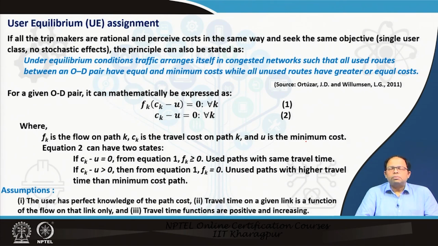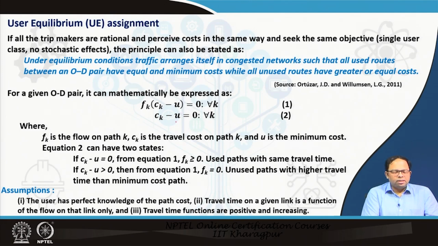Then the principle could also be stated as, under equilibrium conditions, traffic arranges itself in congested networks such that all used routes between an OD pair have equal and minimum costs, while all unused routes have greater or equal cost. So that means for a given OD pair, we can mathematically express it as f_k (c_k minus u) equal to 0 for all k, whereas c_k minus u is greater than or equal to 0 for all k.